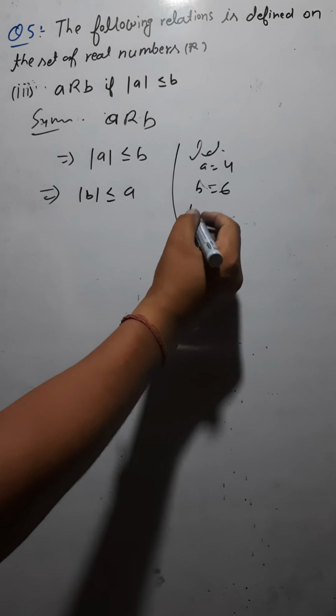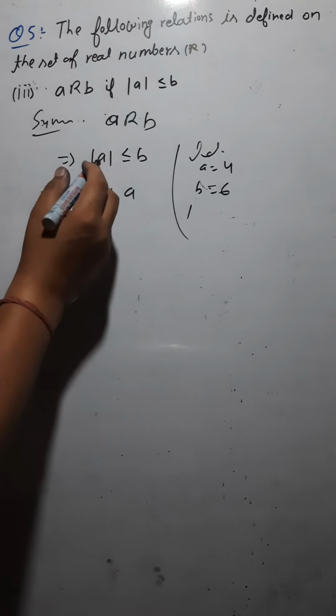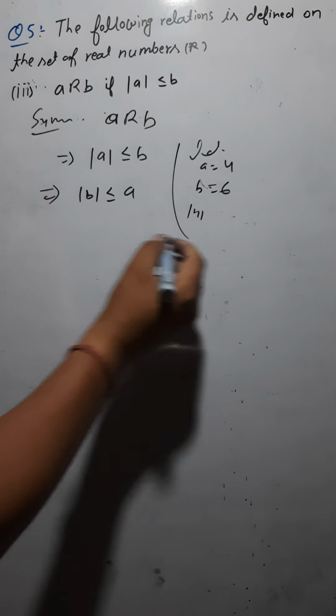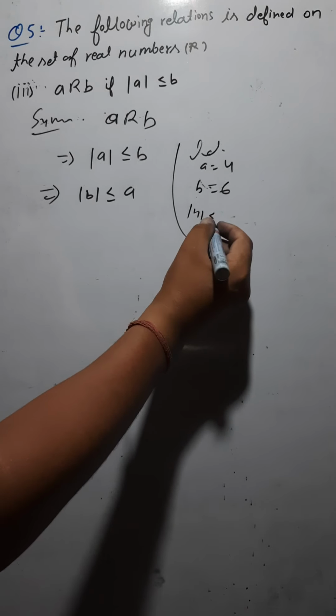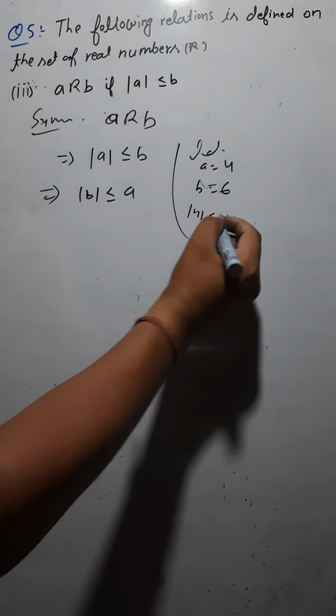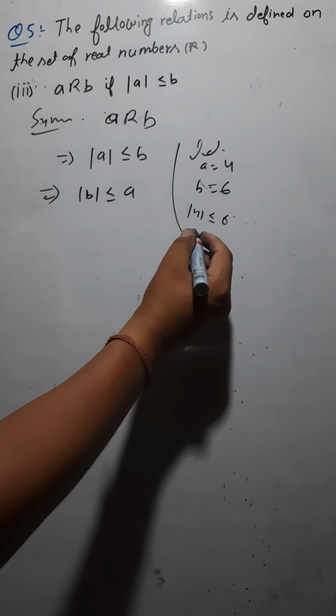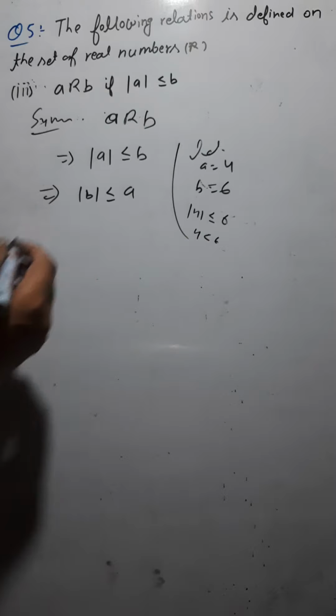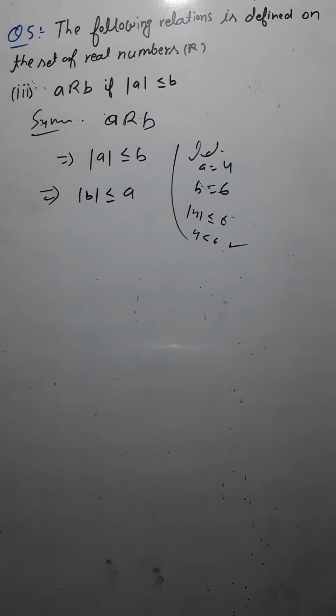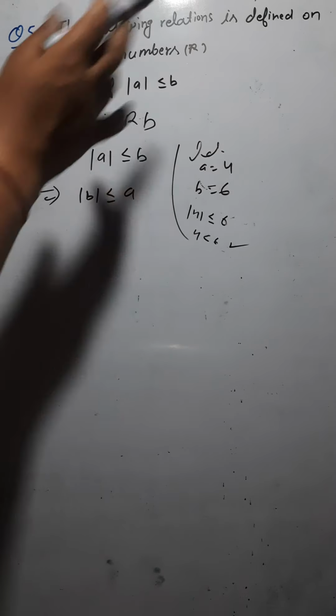If you just put the values here, in the first one it is modulus of 4 less than or equal to B, which is 6. Okay. Now we see modulus of 4 is 4. So 4 is always less than 6, isn't it? So yes, it is right. It can be less than and it also can be equal.